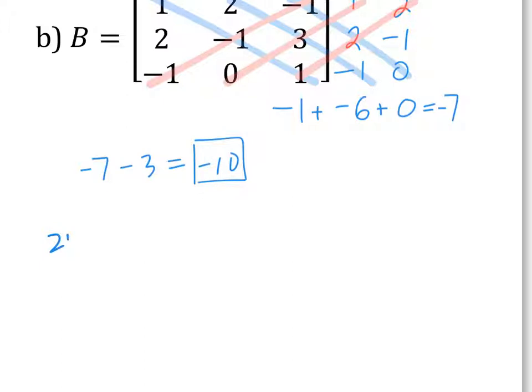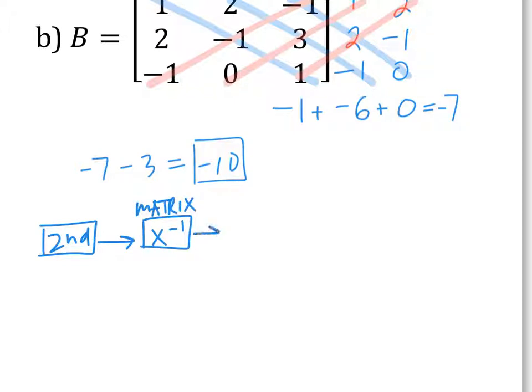Okay, you're going to go to second, and then you're going to go to the x to the -1 button, because on top of that it says matrix. Okay, and then in this matrix function, you have 3 different things you can do: name, math, and edit. We're going to go to edit. So scroll all the way to the right to edit. You have a lot of matrices you can edit. We're going to just choose the first one, which is A.